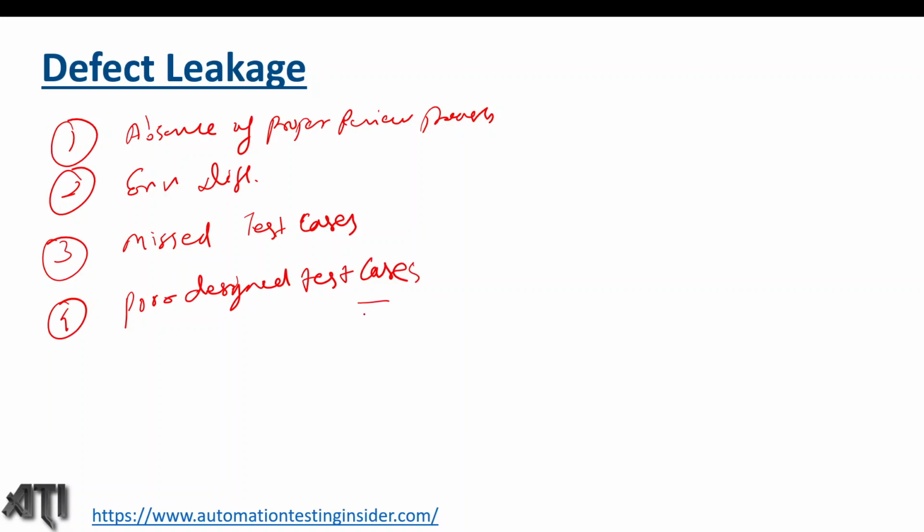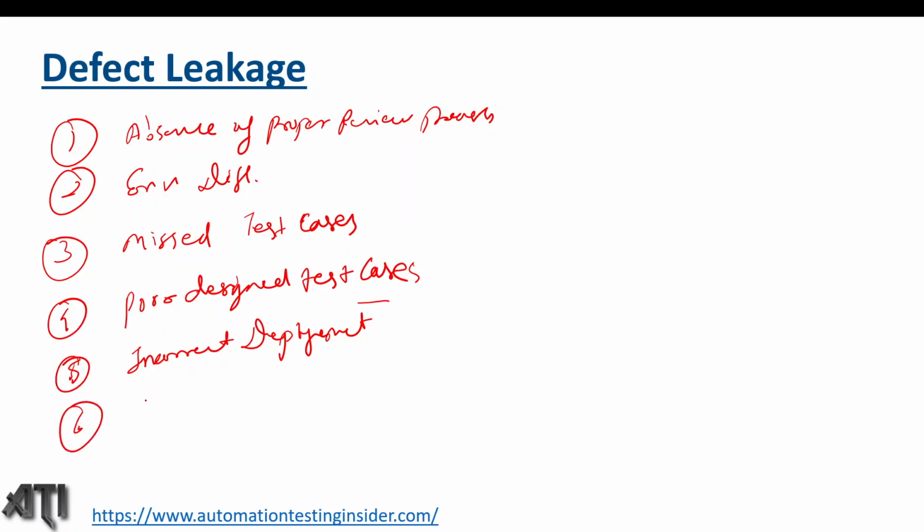Poor design of test cases because of misunderstanding of the requirement by the testing team. So that is one of the reasons. Another reason could be incorrect deployment into production or in the UAT environment. So that is another reason for defect leakage.